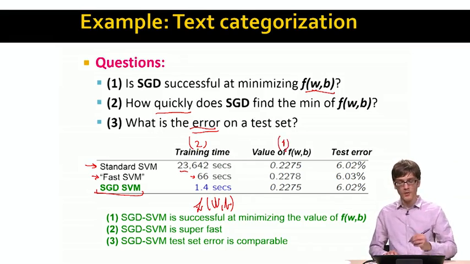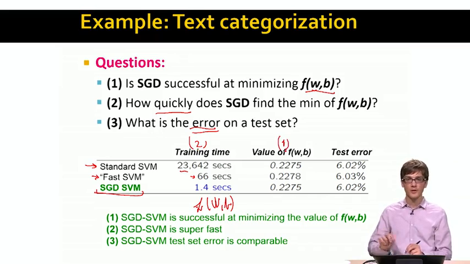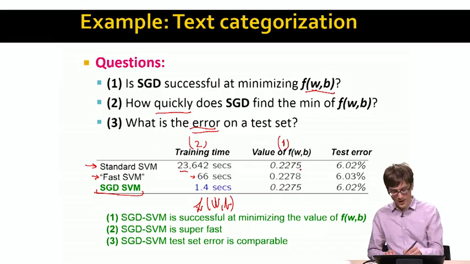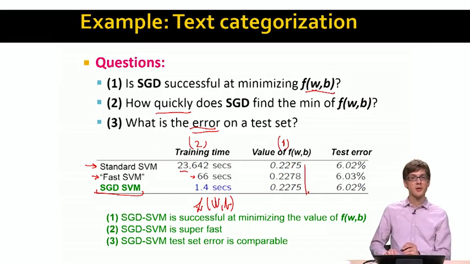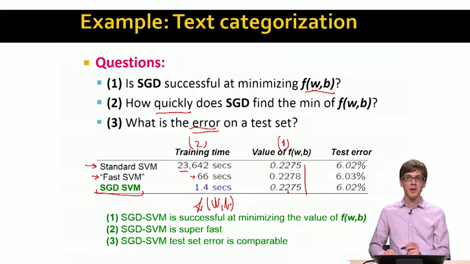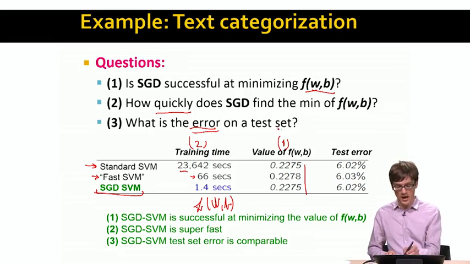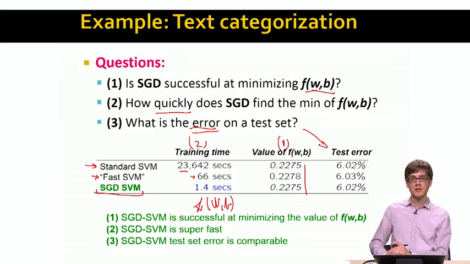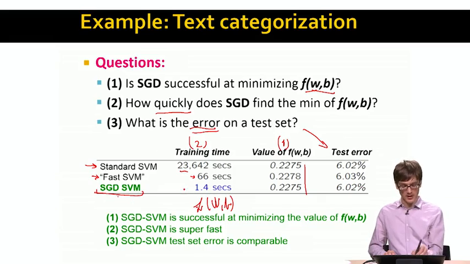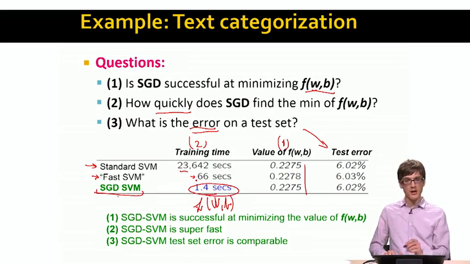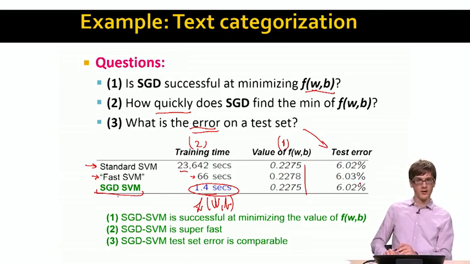The answer to the first question is, what is the value of the objective function? How good of a solution do we find? What you find is that the values of the solutions are pretty much the same. All three different variants of support vector machines are able to find the same value of the objective function. They were all equally successful in minimizing the function f. And what is the error on the training set? In all these cases, the error is about the same. So what do we conclude? We conclude that the support vector machine using stochastic gradient descent took only 1.4 seconds, so it was more than 10 times faster than any other method, while at the end achieving the same performance.